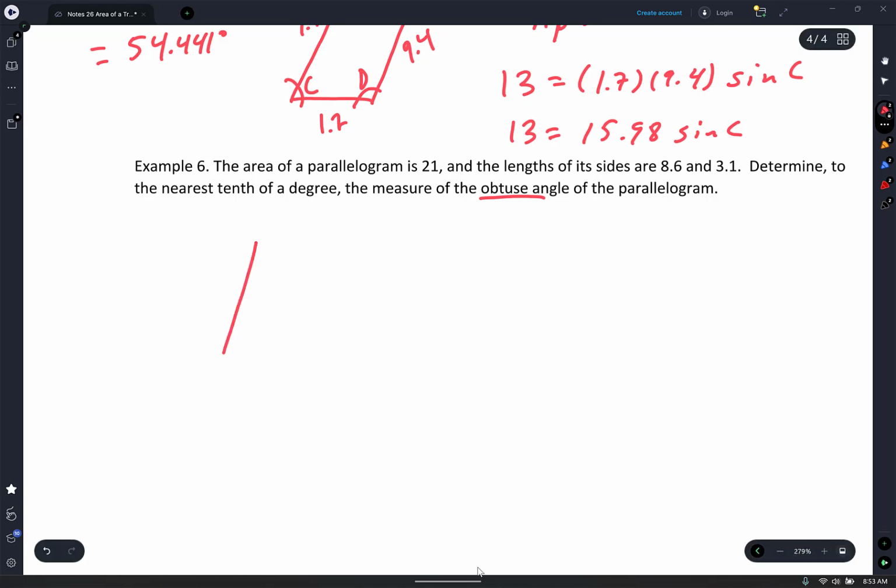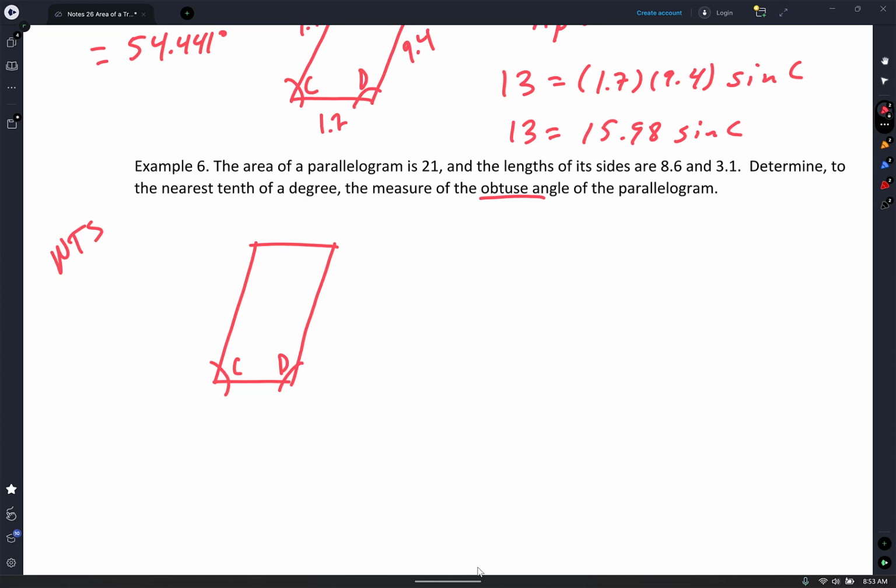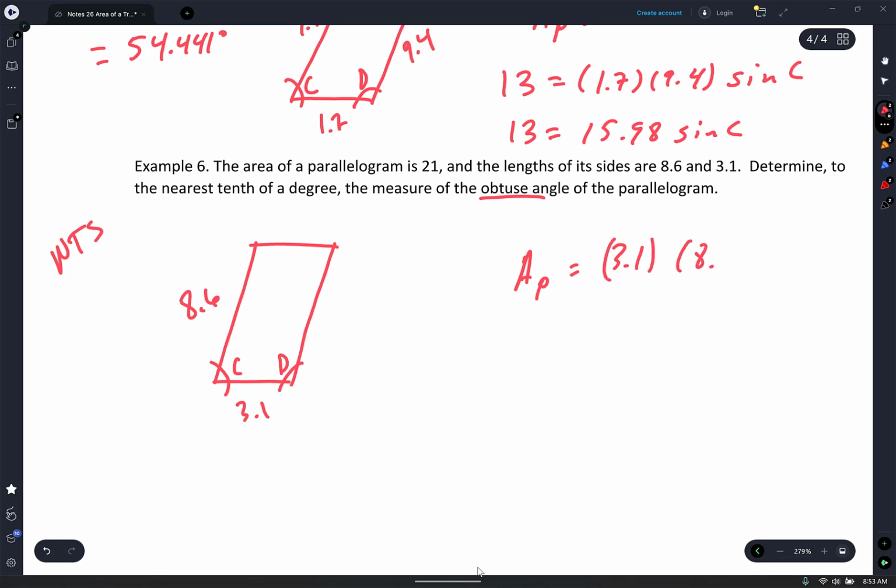So here's my little parallelogram. I'm not drawing it to scale, guys. None of these are to scale. Here's my acute angle. I'm going to call that C, and I'm going to call that D. So the area is 21. One side is 8.6. The other side is 3.1. So here we go. Area of a parallelogram is equal to 3.1 times 8.6 sine of C.